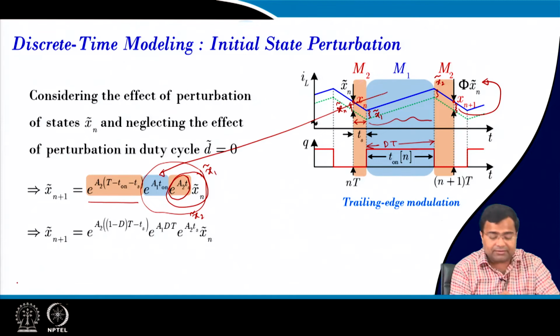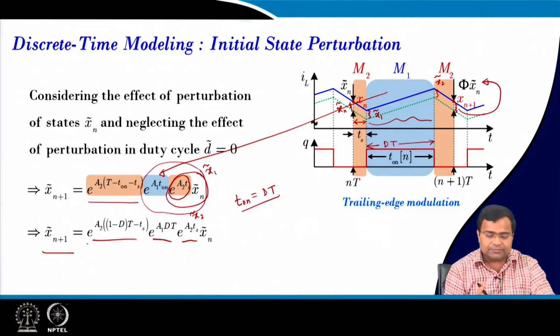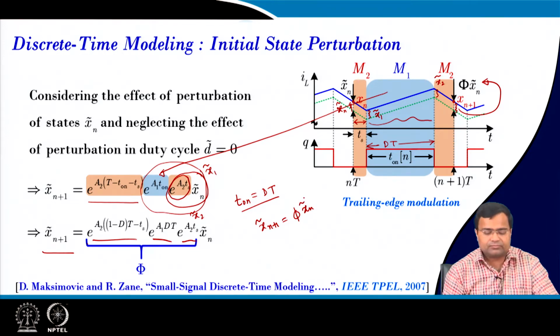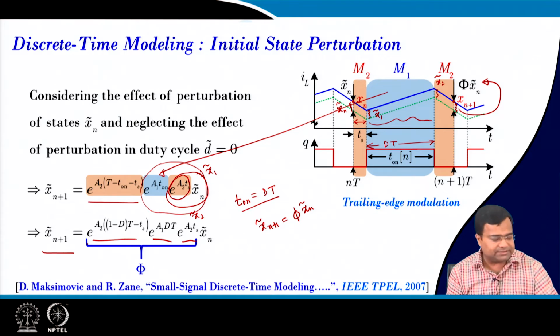That means we are getting the final perturbation at the end of the cycle, propagating through first mode 2, then mode 1, then mode 2, and here T1 equals d times T, because we are talking about pulse width modulation. Okay. And this whole matrix will be phi, because we got xn plus 1 tilde is phi times xn tilde, and this is presented in this paper. So, you can refer for the details.